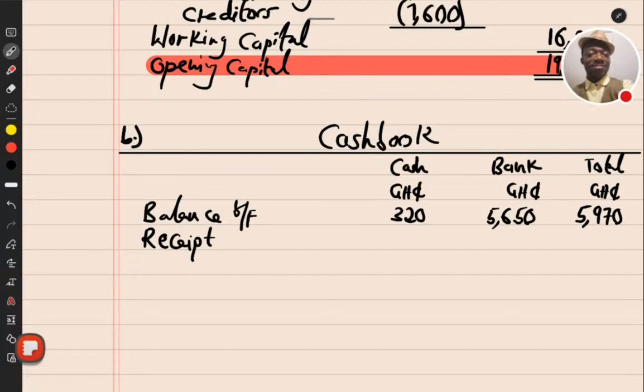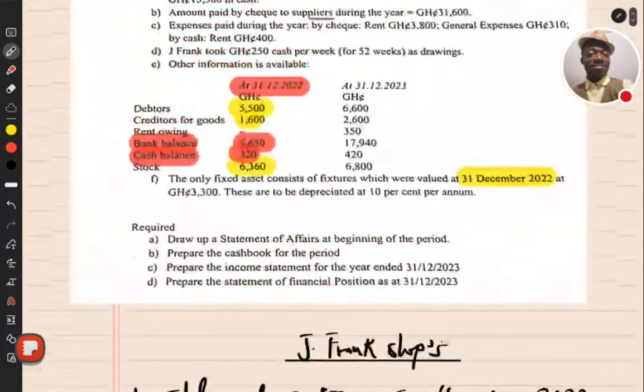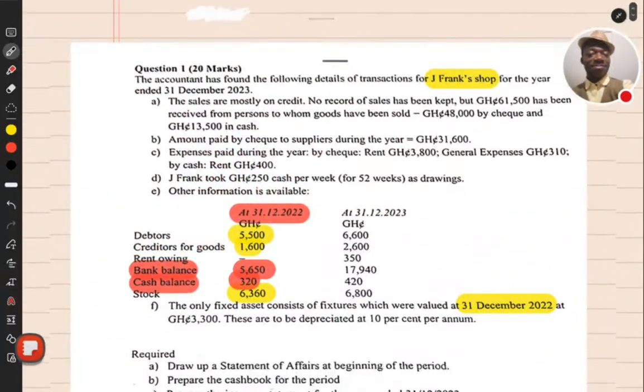So how do we go? Let's see from the question what the receipt values were. Let's start with transaction A. It says the sales are mostly on credit. That is, they deal with credit terms. No records of sales have been kept, but 61,500 has been received from persons to whom goods have been sold. So that is the amount of cash that we have received.